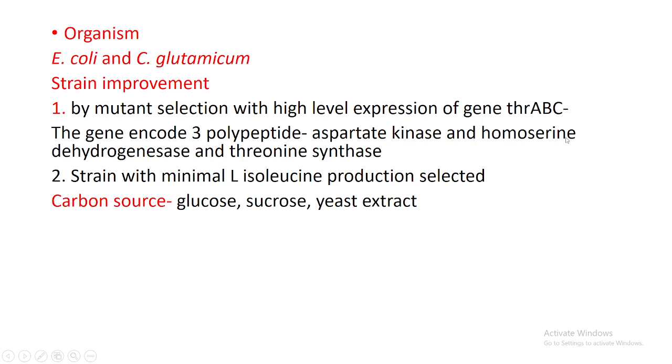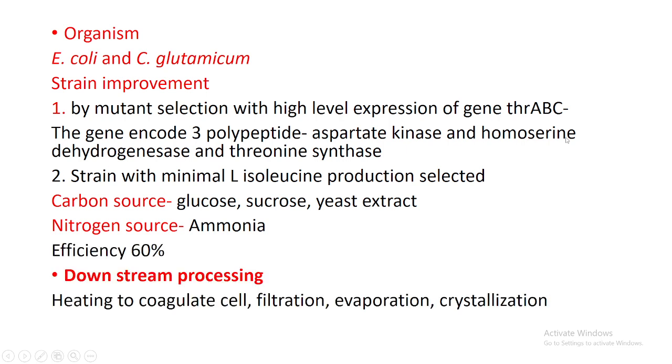Then the carbon sources used are glucose, sucrose and yeast extract. The nitrogen source is ammonia, and the efficiency of production is 60%. Looking at the downstream processing, heating is done to coagulate the cells. After the cells are coagulated and removed, filtration is done so that all the impurities are removed, and the water content is reduced by evaporation, and finally the amino acid is crystallized. So this is all about the microbial production of threonine and lysine.